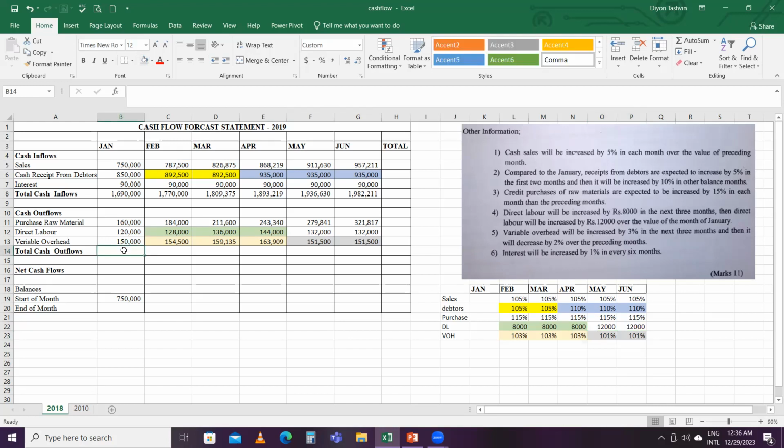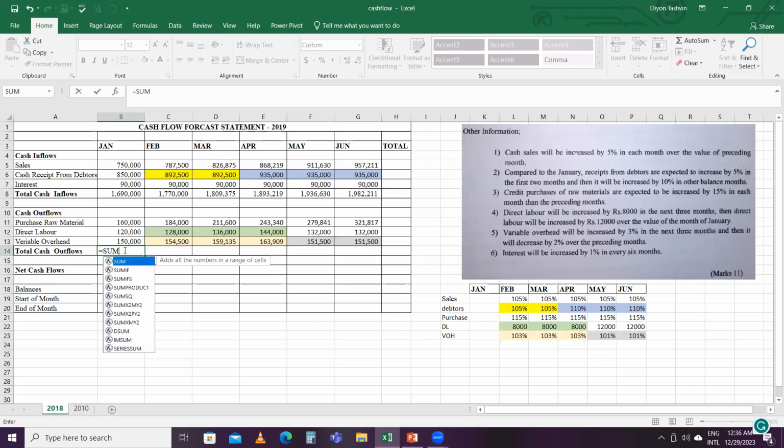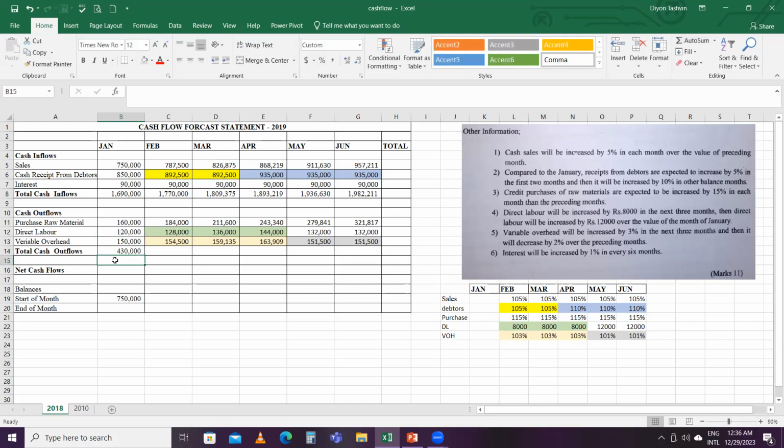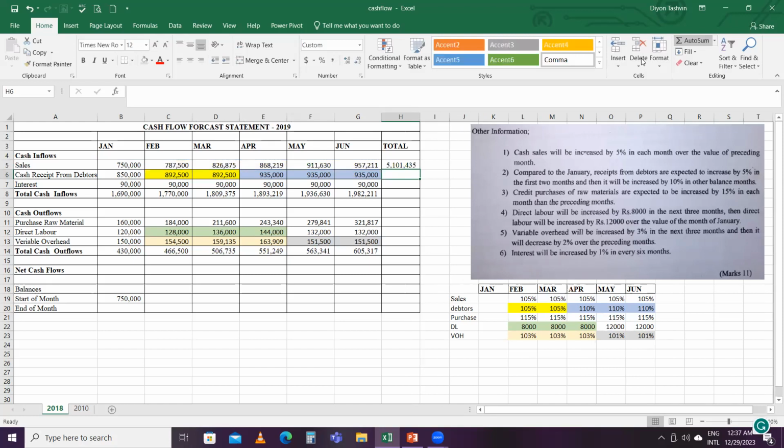Now we are going to calculate the total outflows. For that, we can use the sum function. Here, rather than typing the sum function, you can use the auto sum as well. Now we are going to get the total for each month. For that also, you can use the auto sum function. Once you calculate the value, you can drag it up to the end of the table. Then remove the blank cells.